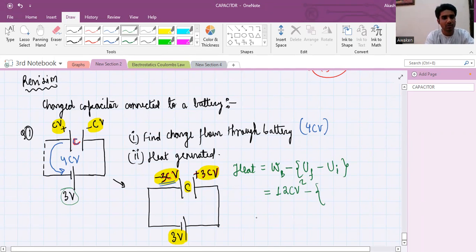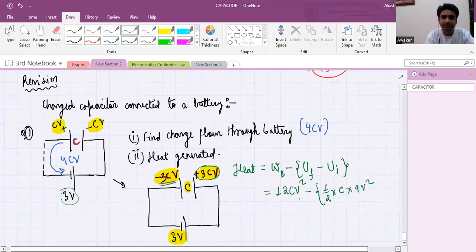Which formula will we use to find the potential energy of the capacitor which has a charge of, at this point of time, 3 CV? Positive plate has a charge of 3 CV. What formula can we use? Half C, 3V square. Half CV square also we can use. So let us use half CV square. But remember, when you are using half CV square, V square will become 9V square, okay? It becomes so because the entire 3V is applied across the capacitor C.